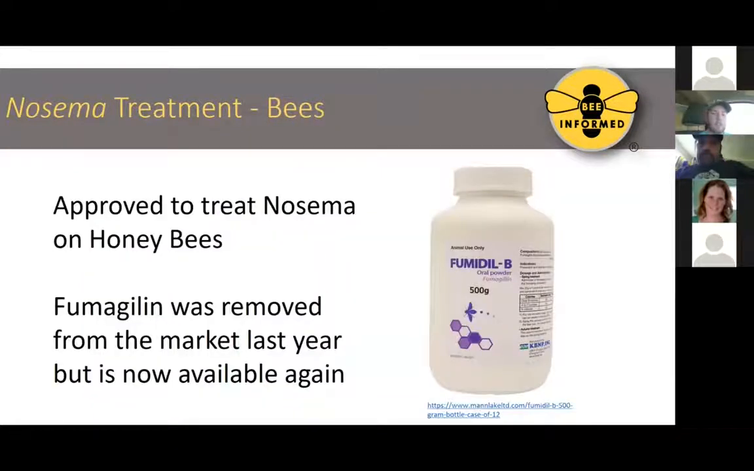Okay, so there's only one treatment available to treat Nozema on honeybees in the United States, and that is fumagillin. It is the only approved treatment for Nozema in honeybees. It was removed from the market last year, but it's now available again as Fumidil B. And although it was removed from the market, then brought back, beekeepers never reported a huge colony loss due to Nozema in that year where fumagillin was not available.